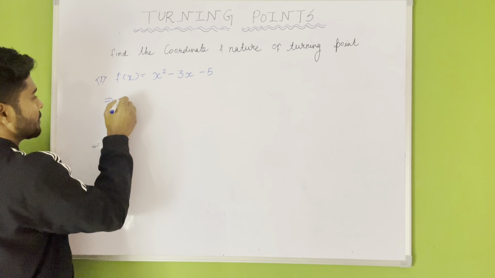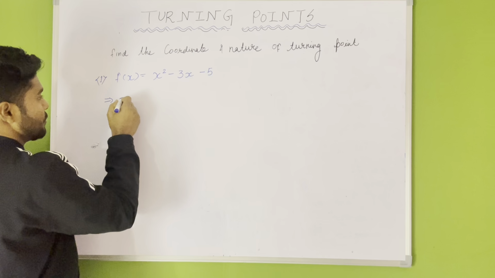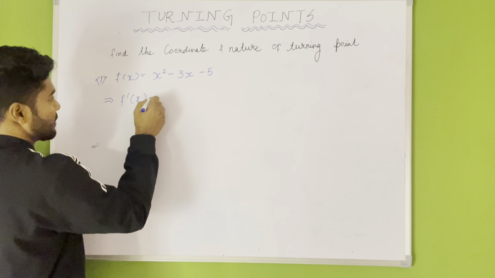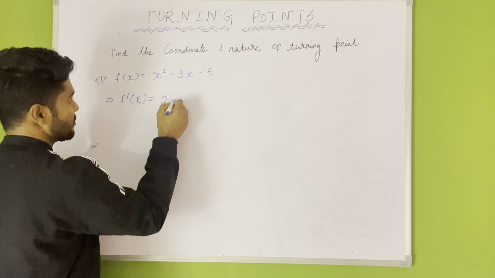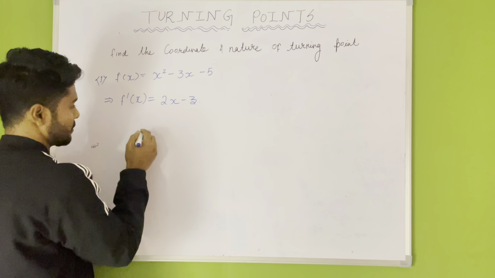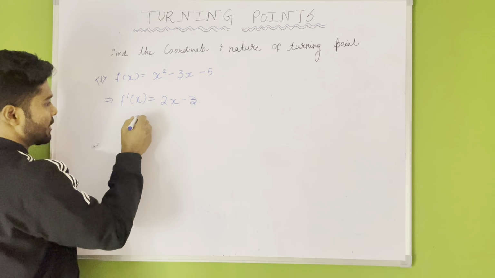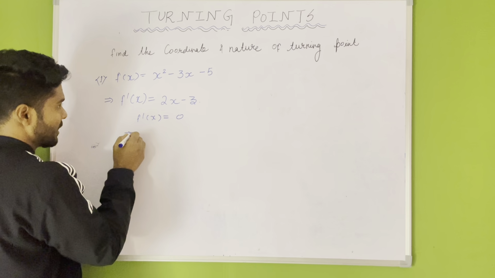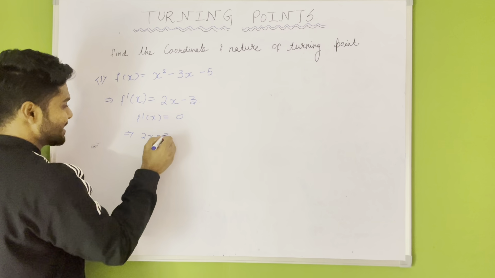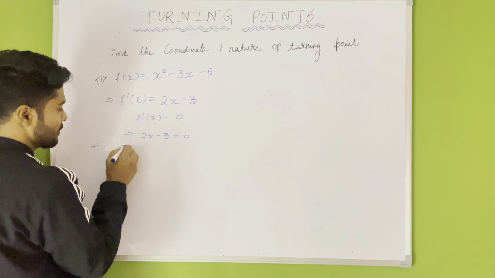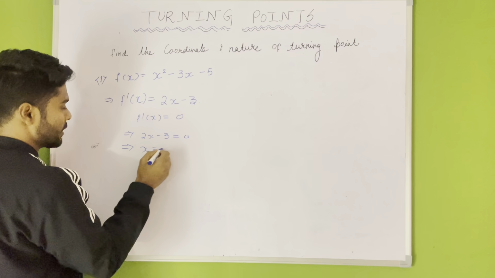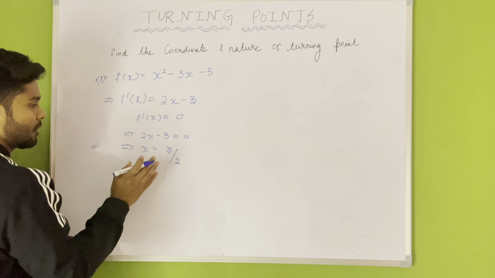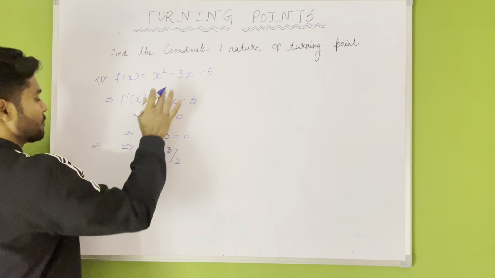This implies we have to first of all determine the differentiation. f dash x is equal to 2x minus 3. Now we have to put f dash x equal to 0. This implies that 2x minus 3 is equal to 0. This implies x equals 3 by 2. Now we will put this 3 by 2 in this equation.